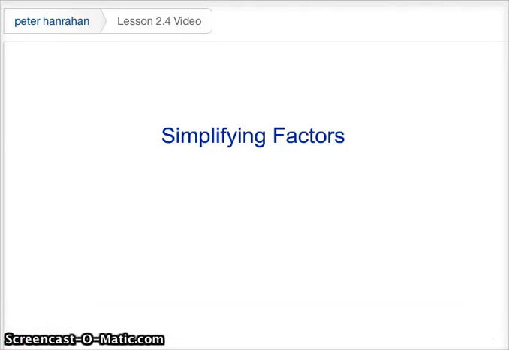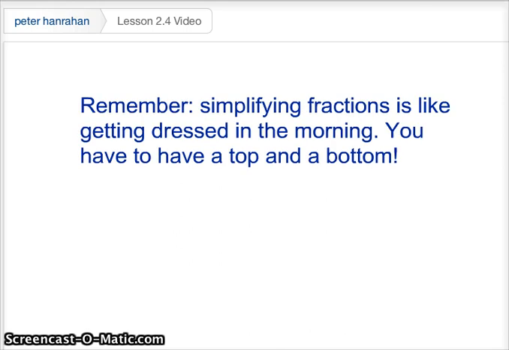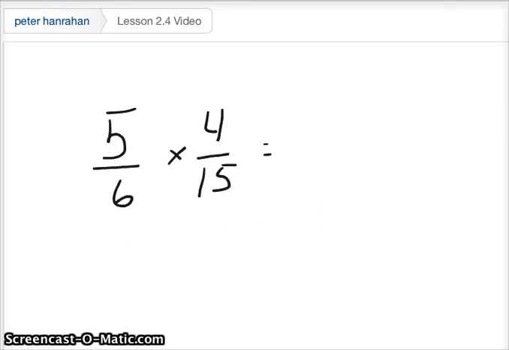Okay, today we're going to talk about simplifying factors when you're multiplying fractions. Remember, simplifying fractions is like getting dressed in the morning. You have to have a top and a bottom. You can reduce any numerator with any denominator. So in this first problem we have 5/6 times 4/15.